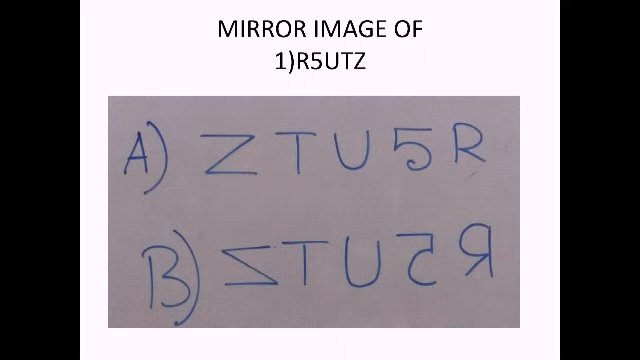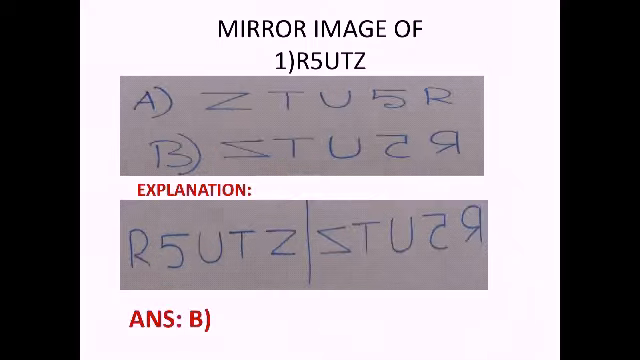The first option, ZTU5R. This is what you will see. Second option, an inverted Z, T, U, an inverted 5 and an inverted R. What will be the image of the word that is provided in the question? Tell me the answer. Now look here. You have to find which one will appear in the image. So let us go for the explanation.